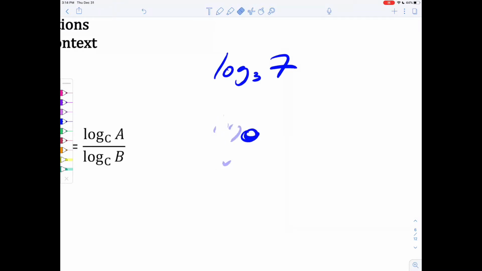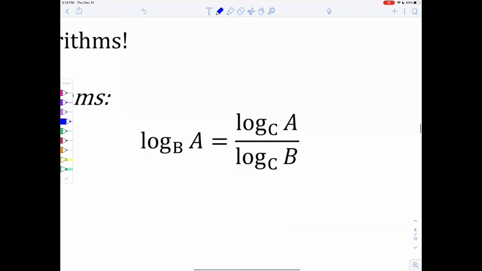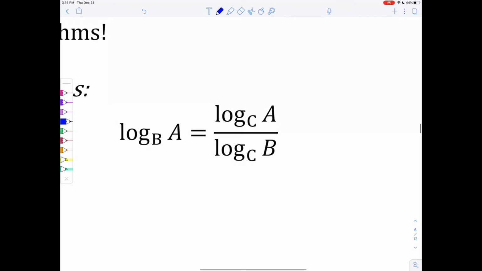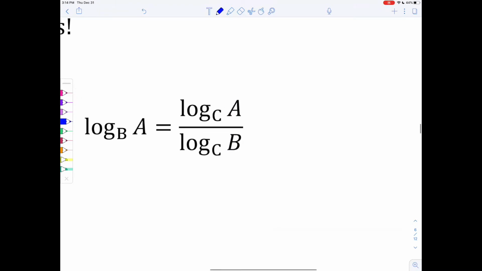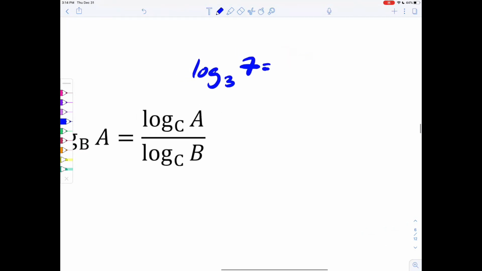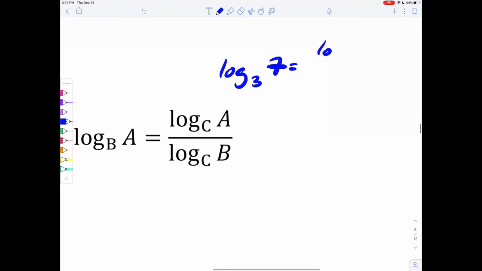That's where this change of base law comes in. This is what it says. It says if you have a log base b of a, then you can bring them both to a common base as long as you take the quotient of the logs. So if we had something like log base 3 of 7, we could say that it's log 7 over log 3. And we could say it's other things too.